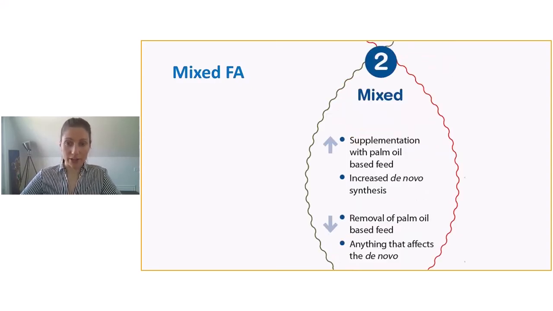Looking into the mixed category, as mentioned before, mixed are affected by de novo and by preformed. So if you supplement palm fat, the mixed might be above average or they might go up, right? So we can see the addition of palm fat into the diet. If the de novo synthesis increases, you made a change and something is going better in terms of de novo, sometimes the mixed will also follow that trend and they might go up or be above average. If mixed are below average or trending down, you can look at whether you removed palm fat from your ration and anything that affected de novo. If the de novo production goes down, mixed might go down as well.